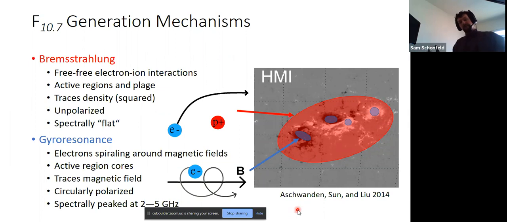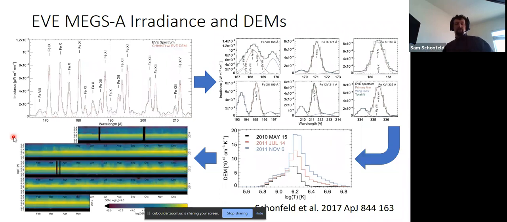So if you want to use F10.7 as an EUV proxy, as an input to atmospheric models, you really only care about the bremsstrahlung component. So what we're trying to do with this work is separate out these different emission mechanisms. And to do that, we use the EVE MEGS-A irradiance spectra.